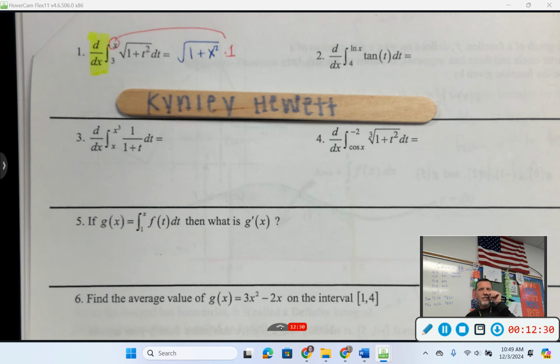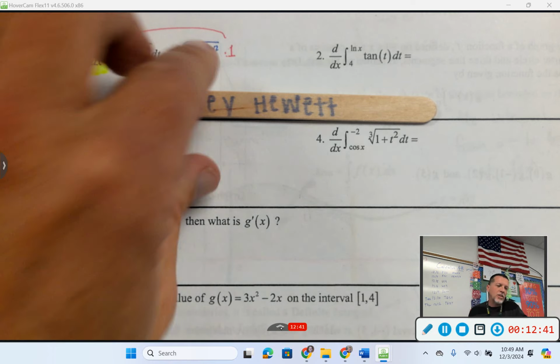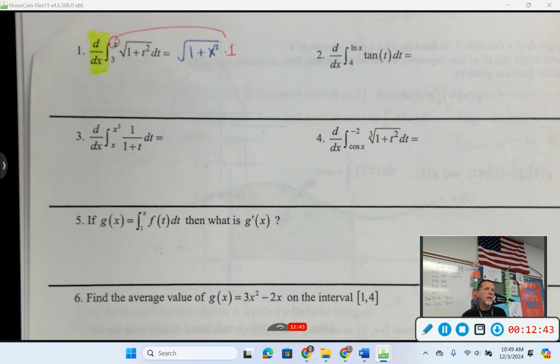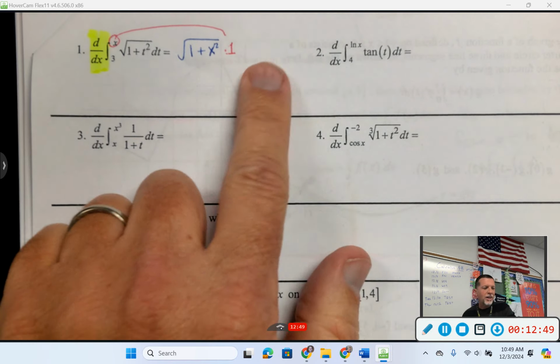Good. So some of you are going to show the work. You're going to plug in the 3, and then you're going to multiply by the derivative of 3, and then realize, oh yeah, that's 0. I didn't need to do that. Kinley caught it ahead of time, so she didn't really need to do it. It's okay if you do, because it's conceptually what needs to be done. But if you catch what's going on, then you don't have to write it.